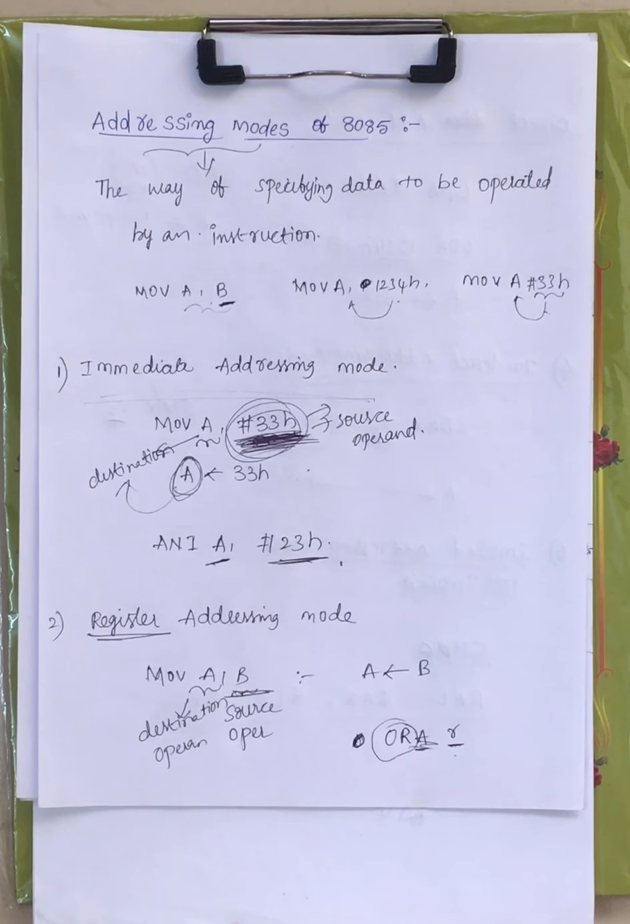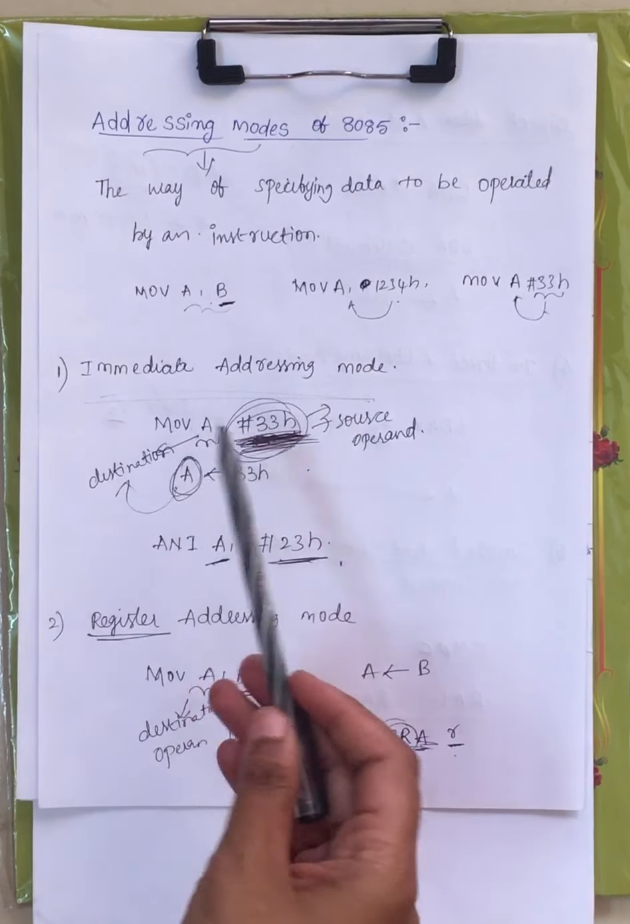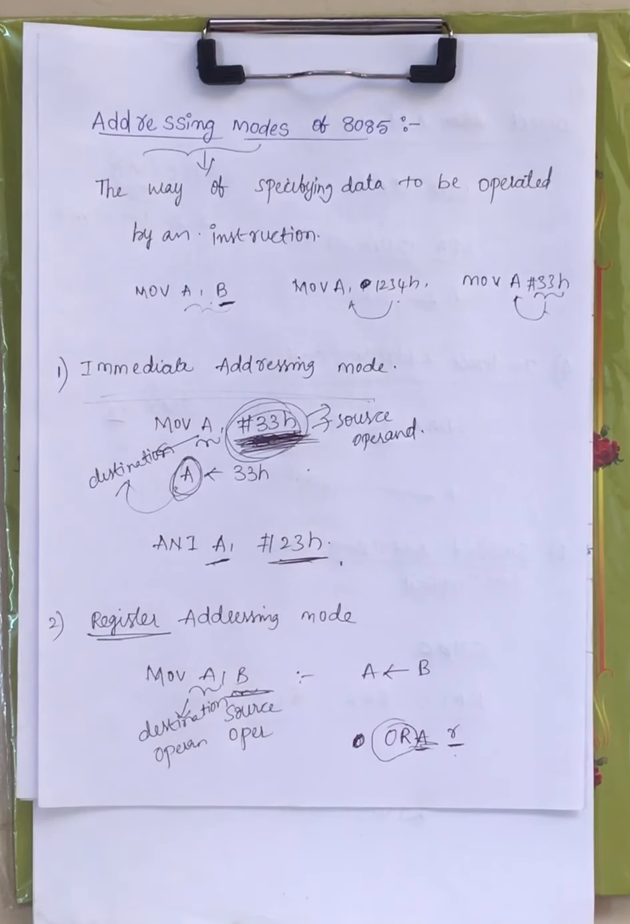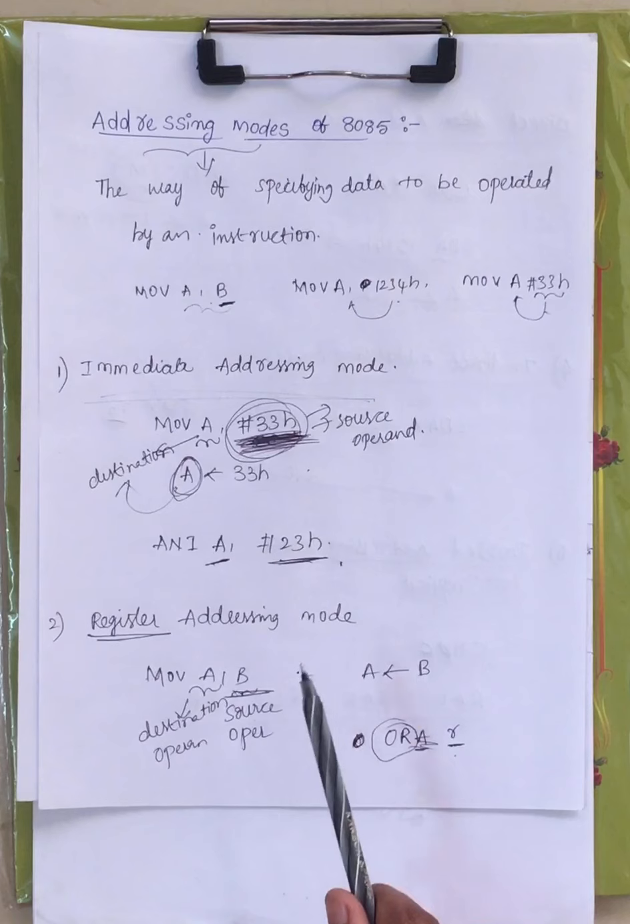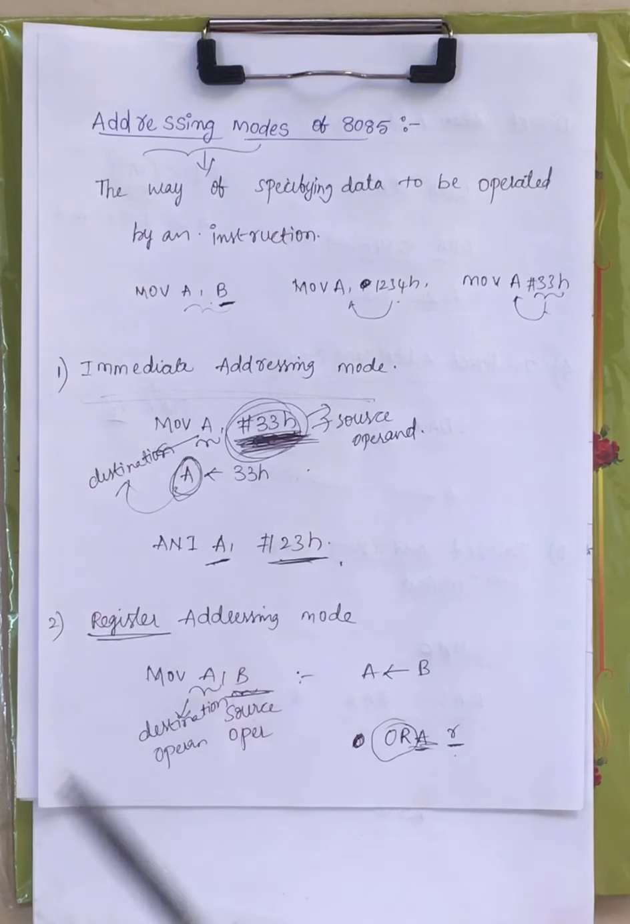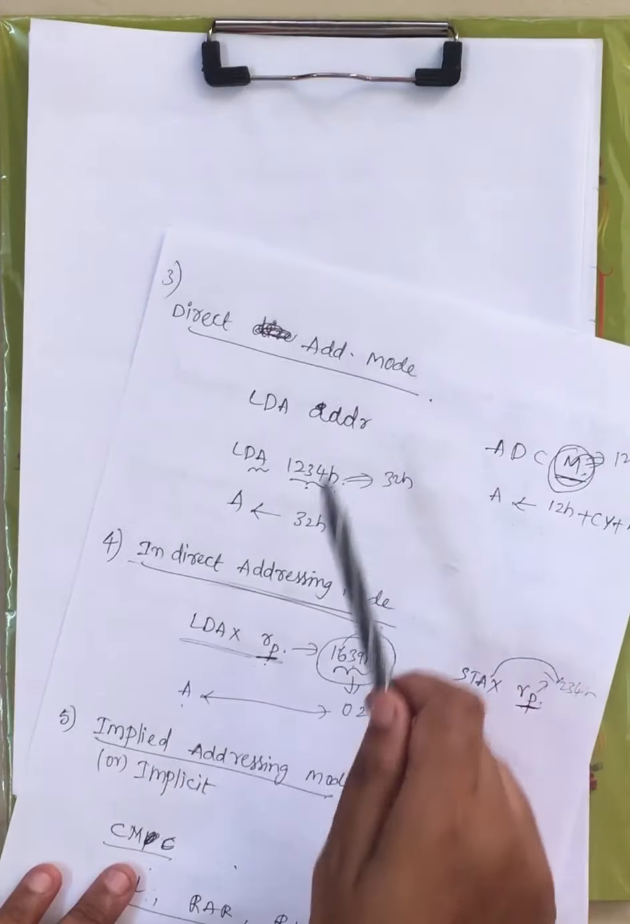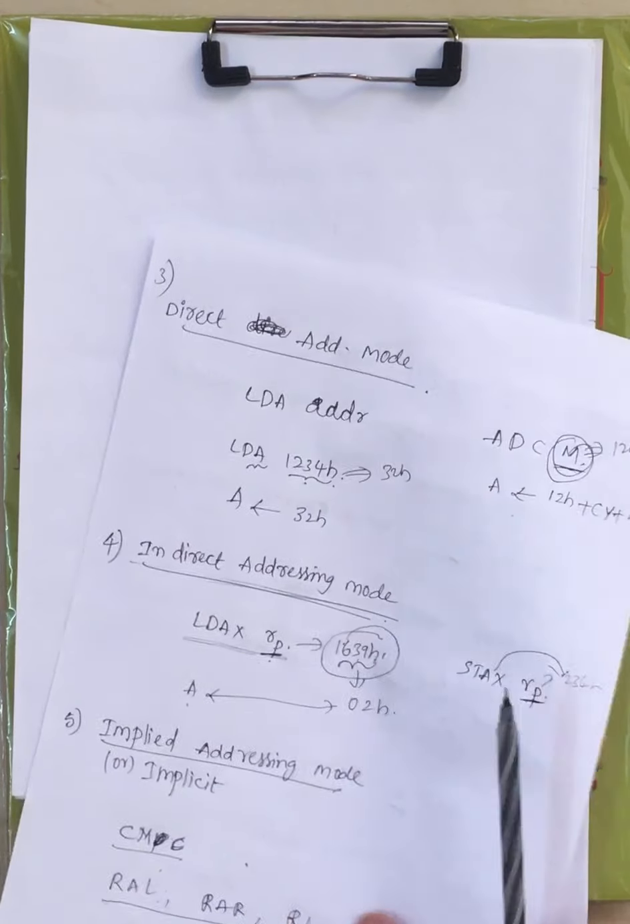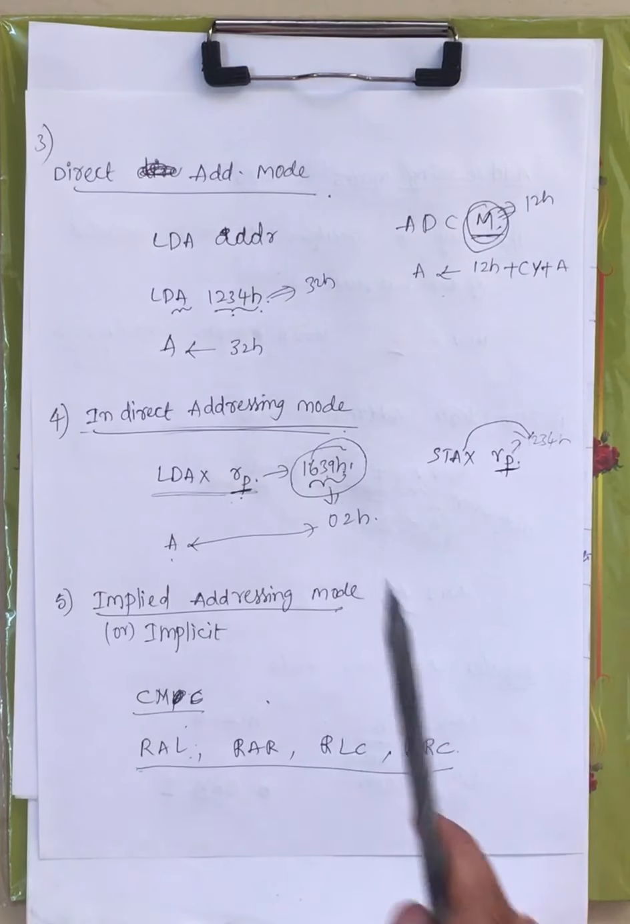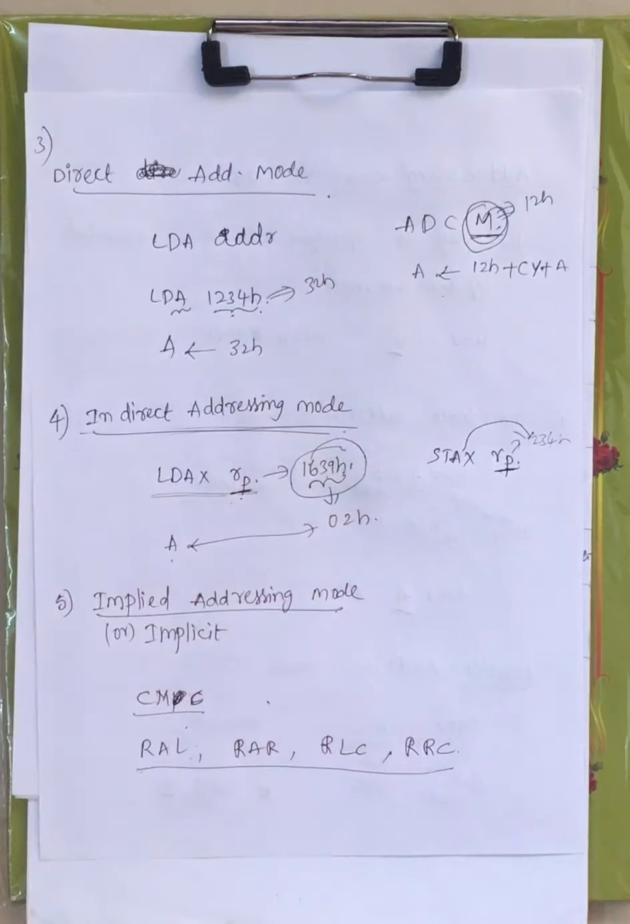If the source operand is immediate data, that set of instructions comes under the category of immediate addressing mode. If the source operand is a register, that instruction falls under the category of register addressing mode. If the source operand is a memory location specified within the instruction, that set of instructions falls under the category of direct addressing mode.